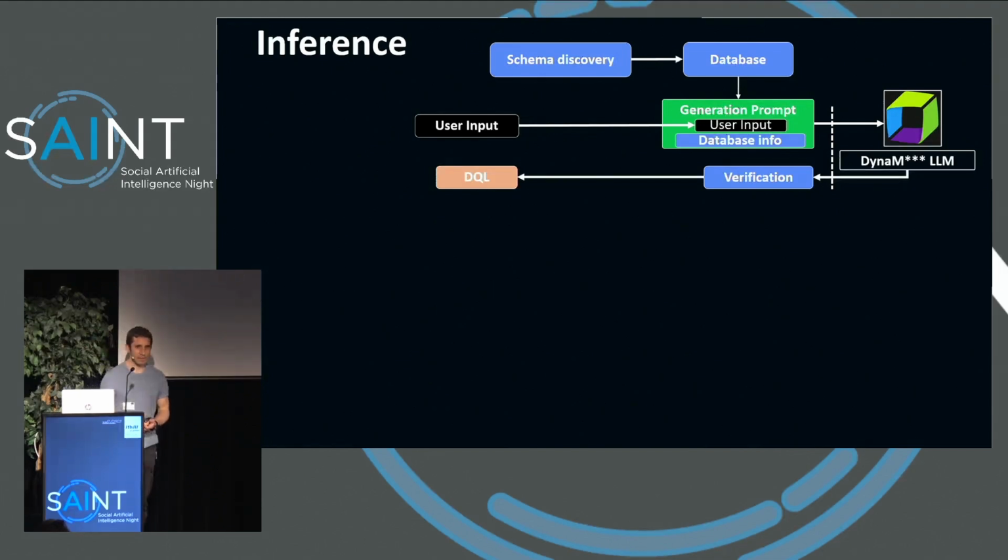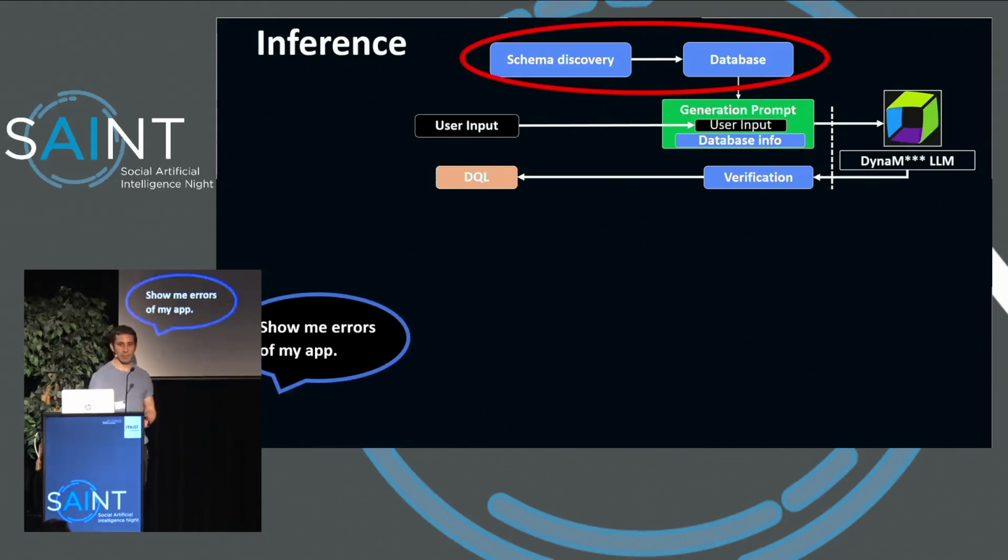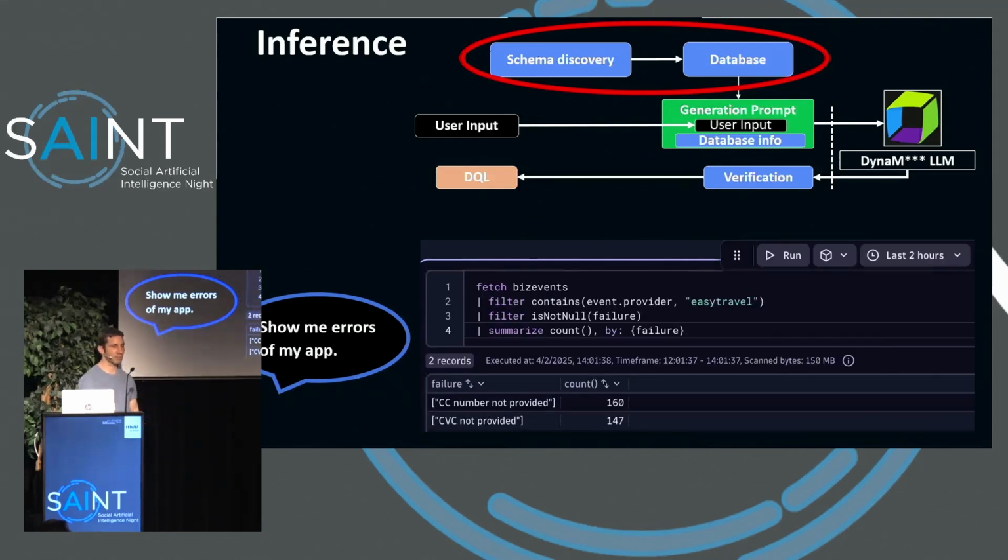Lastly, inference is also not just trivially invoking the model. We have at least two non-trivial steps in there. One is this schema discovery that I've already mentioned. Imagine the user asks, show me errors of my app. And the correct query for that would be what's written here, fetch events, and so on.